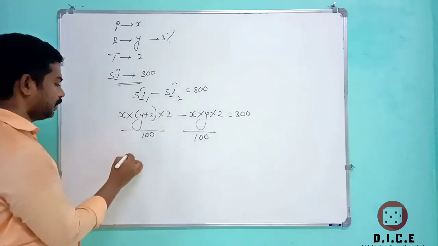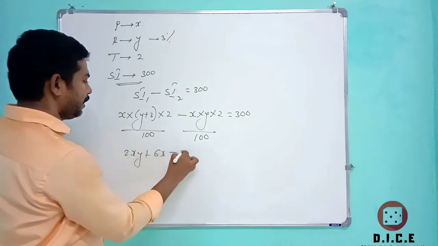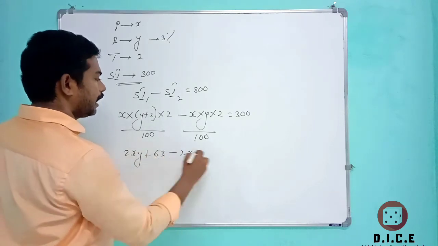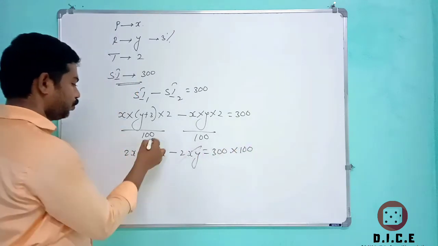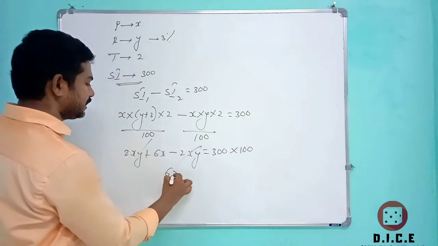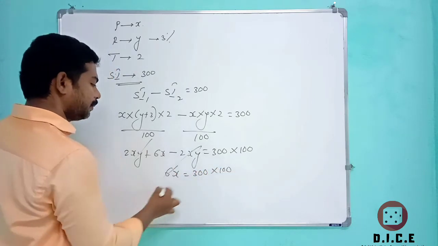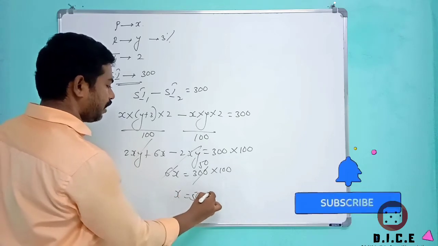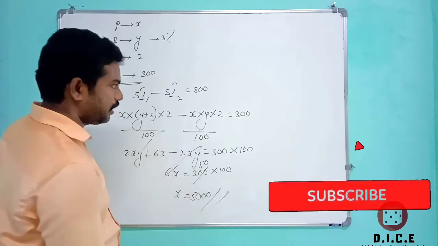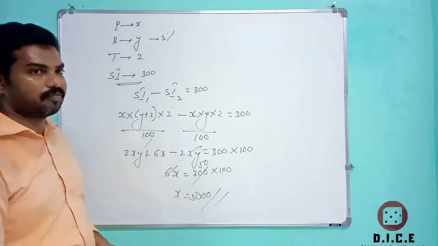Therefore, if you multiply here, 2xy plus 6x minus 2xy, the 100 becomes the LCM, so 300 into 100. 2xy gets cancelled. Therefore 6x is equal to 300 into 100. Six ones are six, and six fifties are 300. Therefore the x value is 5000. So the principal value is x, which is nothing but 5000.